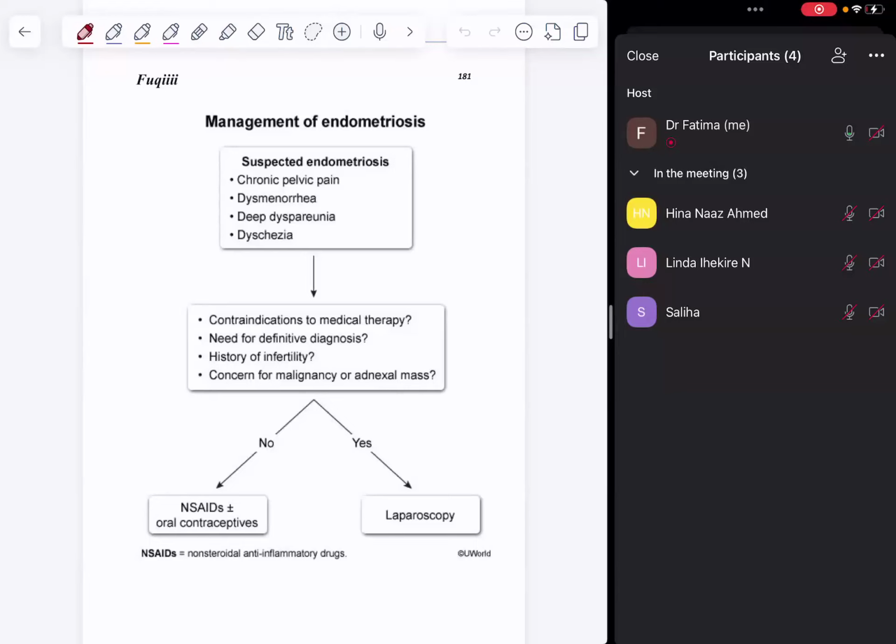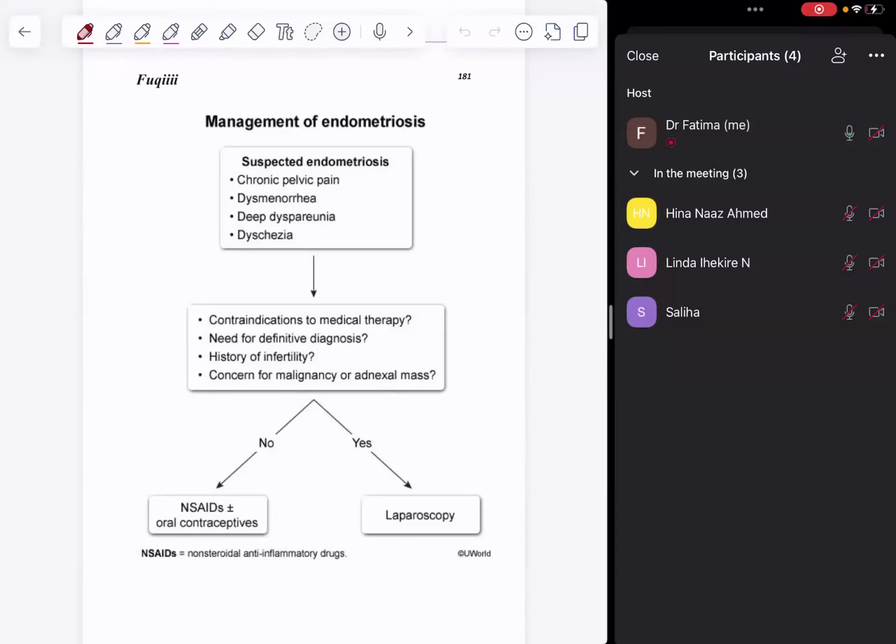Chronic pelvic pain, especially around the menstrual cycle, dysmenorrhea, which is painful period, dyspareunia, pain during intercourse, and dyschezia, painful bowel movements during menses. We are going to ask a few questions before deciding the next step. First of all, you are going to ask, does she need a definite diagnosis?